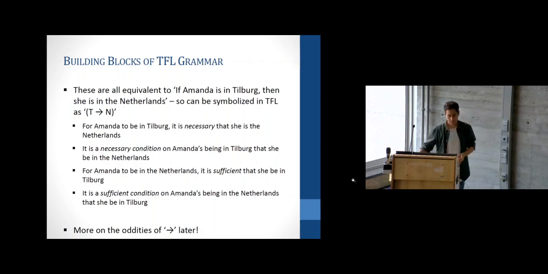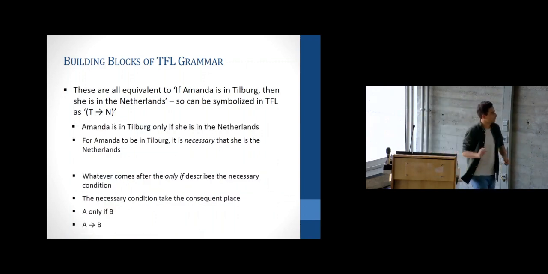Okay? This is confusing because when you formalize a conditional, you need to make sure you do it in the right order. And here you have all these various ways of putting this structure. So one way to remember it is that once you have a conditional, the consequent describes the necessary condition that has to be true if this is true, and this describes the sufficient condition for this. Okay? It suffices that you're in Tilburg, it's enough that you're in Tilburg in order to be in the Netherlands.